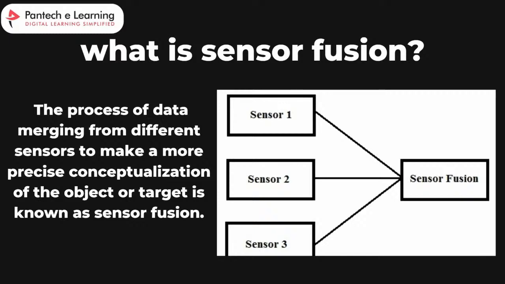So it's like having multiple people with different skills working together on a project. Each person brings a unique perspective, and when combined, they create a more complete picture. The same principle works here. Sensor fusion combines data from the various sensors to create a more precise understanding of a target or objects, and we create a comprehensive view of the environment by merging the data from different sensors.